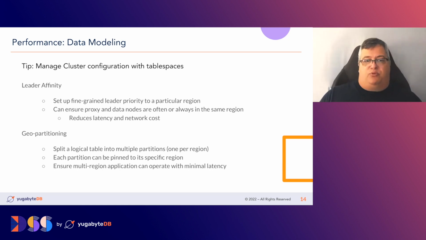The next tip is we want to manage our cluster configuration with tablespaces. There's a couple of things that come around with tablespaces. The first thing is we're able to control leader affinity. Those of you familiar with Yugabyte are familiar with being able to pin leaders to a particular zone or region. Well, we can actually control this now down at the tablespace level as well. So this basically allows us to pin data in certain locations, especially when we're using geo-partitioning.